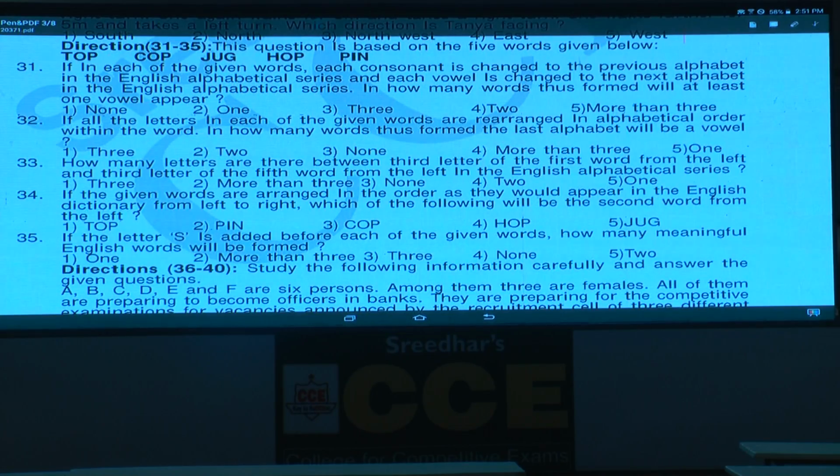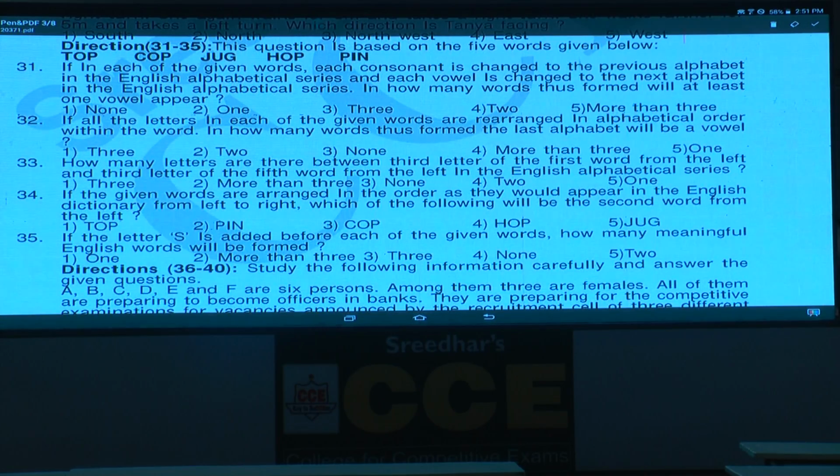Then 32nd, if all the letters in each of the given words are rearranged in alphabetical order within the word, then in how many words thus formed will the last alphabet be a vowel? Now, the last alphabet is a vowel means all these letters are arranged in alphabetical order, isn't it? As these letters are arranged in alphabetical order, the last letter is nothing but the highest letter. Now we should find out whether the highest letter is a vowel or not.